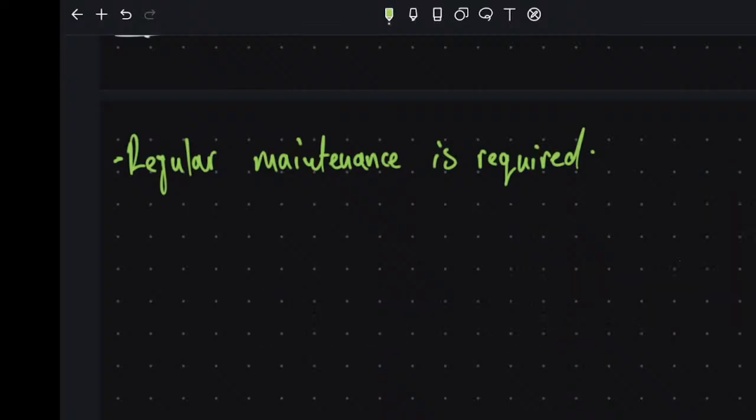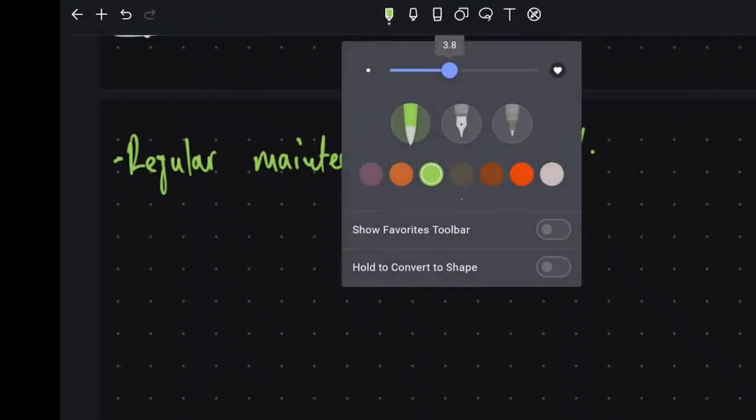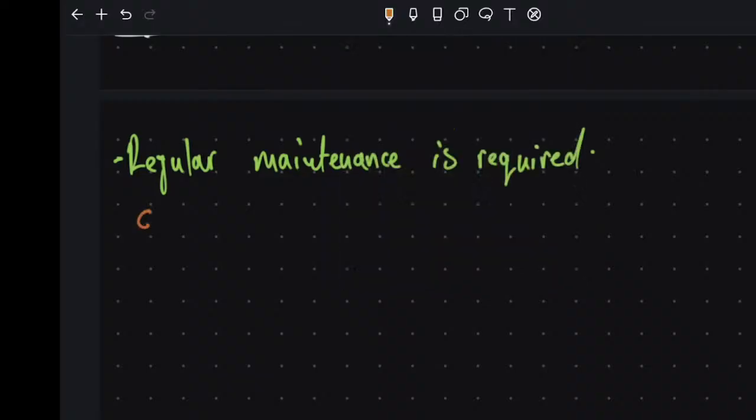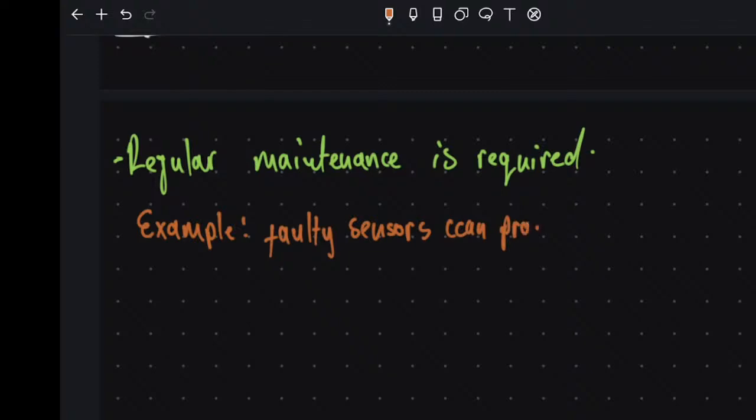Have you seen, students? Okay. What can I say? Again, I can put an example. Faulty sensors can produce an incorrect output.